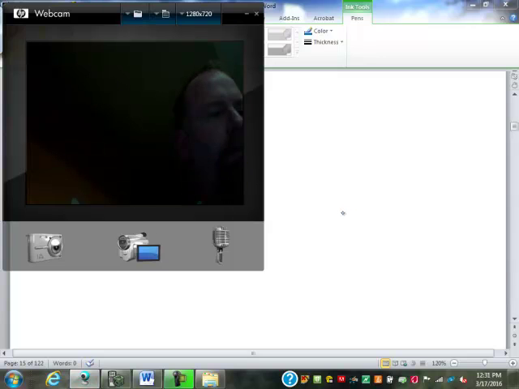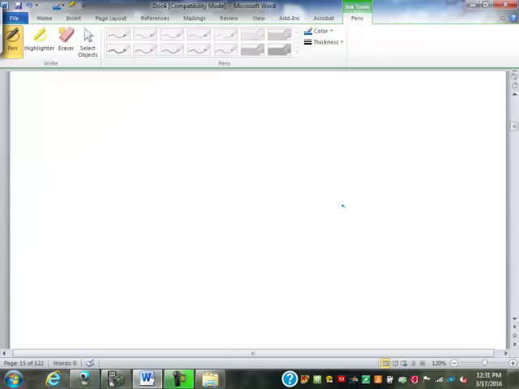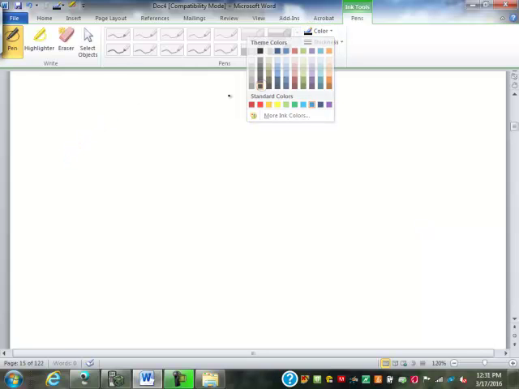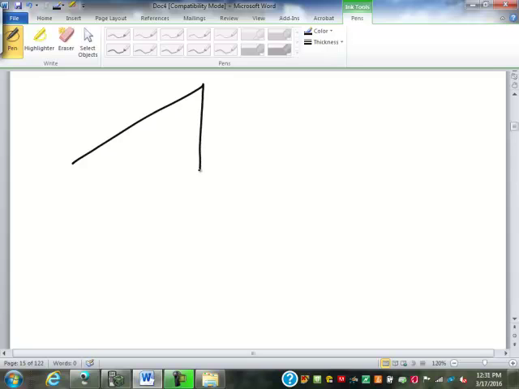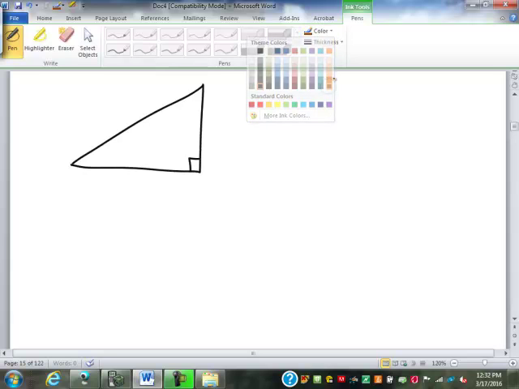We have talked about a lot of different things in circles and in triangles, so I just want to review some vocabulary here. Of course, what kind of triangle is this? It's a right triangle. Any triangle has three sides. In a right triangle, one of those sides has a special name. Anybody remember what that is?